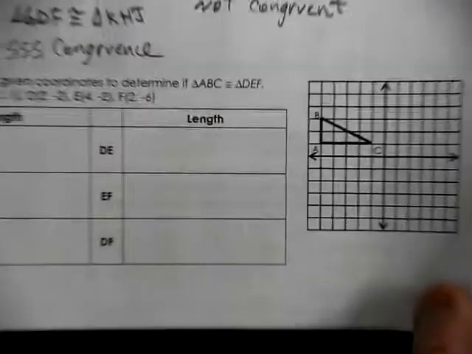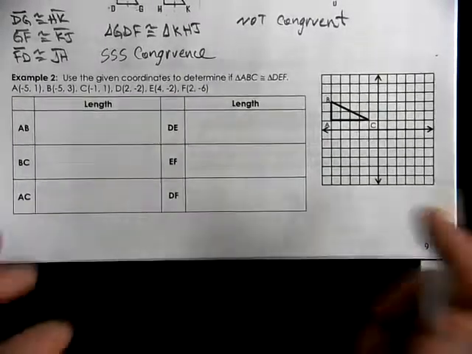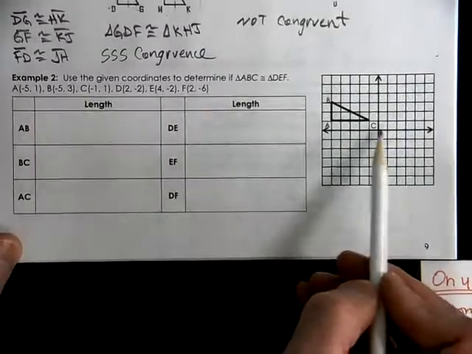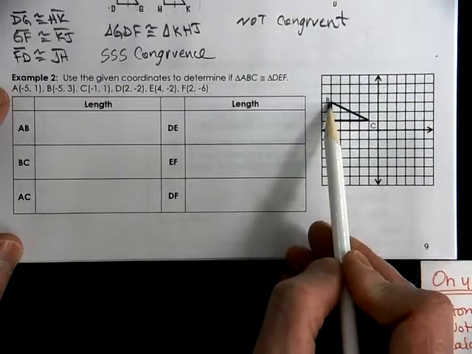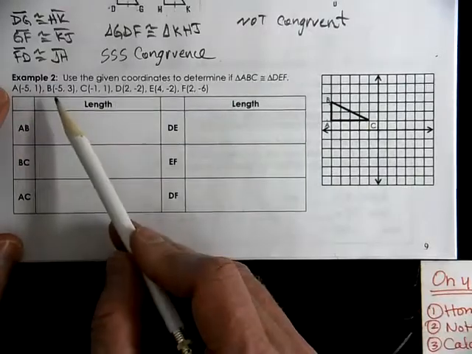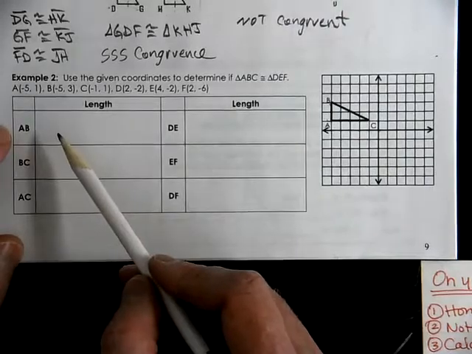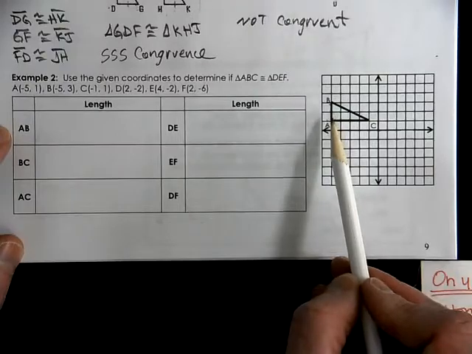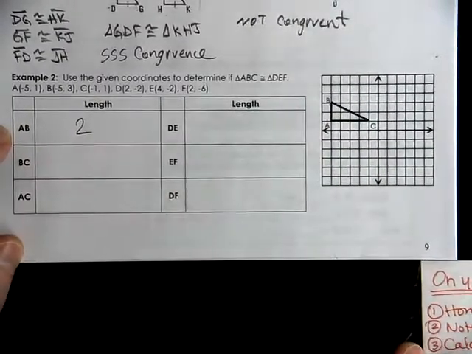Now we can even do this on a coordinate plane. We have triangle ABC and it's plotted. Negative 5, 1, negative 5, 3 to get up to B, and negative 1, 1 to get up to C. How long is AB? From point A to point B, we can count that because it's vertical. So that's 2.